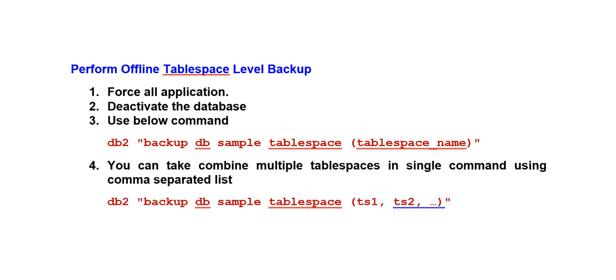Okay, you just deactivate the database, force all applications, deactivate the database, and you fire this command. The command remains same except that you specify the tablespace name. Now if you want to take backup of multiple tablespaces in one command, that is also possible, and that time you would specify the tablespace names in a comma separated list.